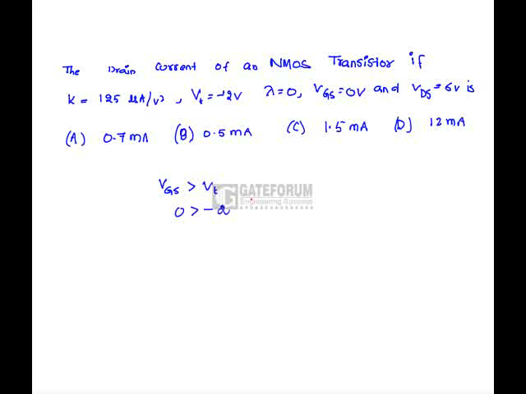After that, we have to decide whether it is in saturation region or triode region. That is done by VGS minus Vt, which is 2 volts. Here VDS is 6 volts. 6 is greater than 2 volts. Hence, the NMOS transistor is in saturation region.